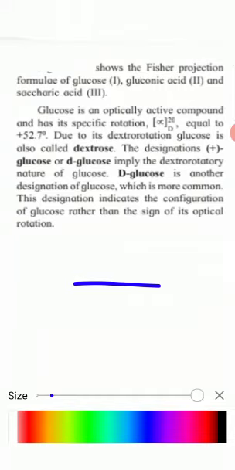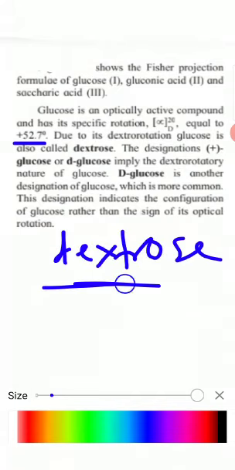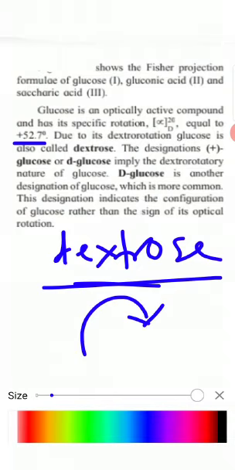Glucose is an optically active compound. It has a specific rotation equal to plus 52.7. Due to its dextro rotation, glucose is called dextrose. Why is glucose called dextrose? Because of its dextro rotation. Dextro rotation means rotation towards the clockwise side, and it is designated by a plus sign or by capital D. Hence, we can say plus glucose or D-glucose. The name for glucose is plus glucose or D-glucose.